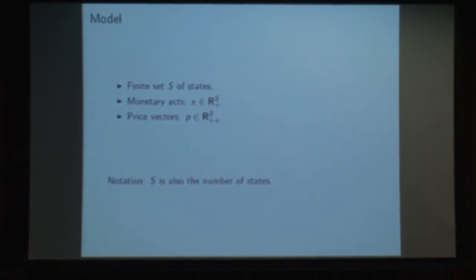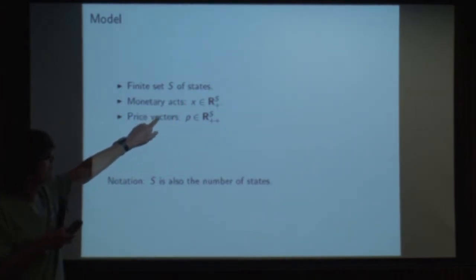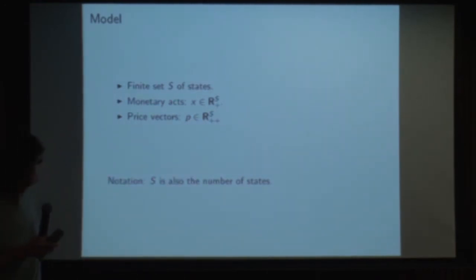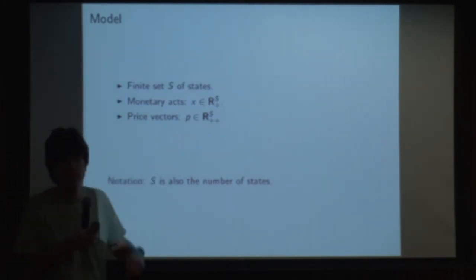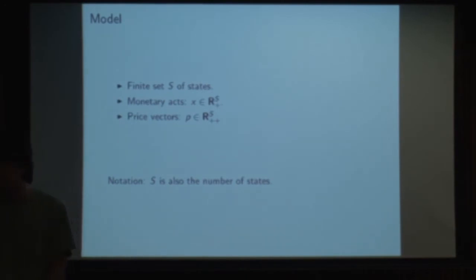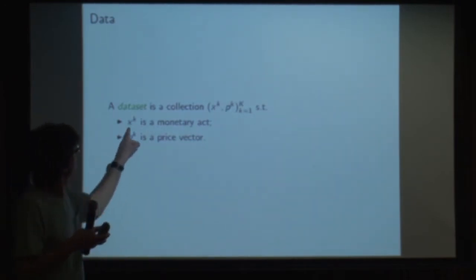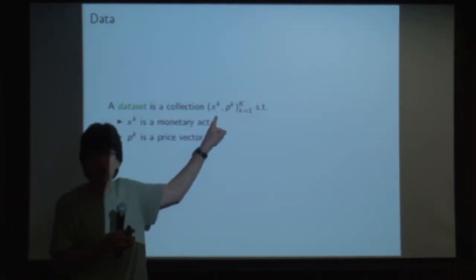Anyway, so let me talk about the model. Like I said, the model is really super conventional. There's a finite set of states. The state-contingent monetary payoffs, we call them monetary acts. The price vectors are never negative or never zero, but these are prices for out-of-the-blue securities for these states. And that's it. What is a data set? A data set is a finite collection of purchases. So you buy a monetary act at a given price vector, and you see finitely many choices of this kind. This is exactly the same kind of data that you have in standard revealed preference exercises.